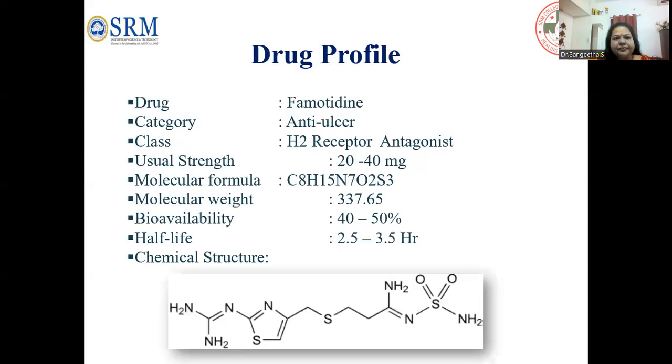The drug we have used here is famotidine, which comes under the category of anti-ulcer. It is an H2 receptor antagonist, and the bioavailability of the drug is only about 40 to 50%, and the half-life is 2.5 to 3.5 hours. So we have selected this drug.